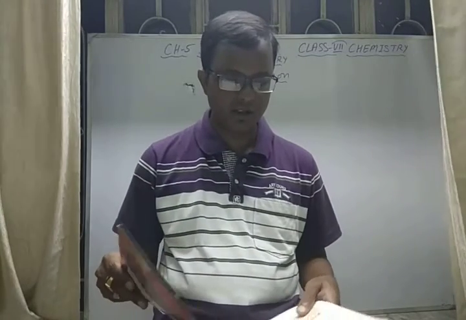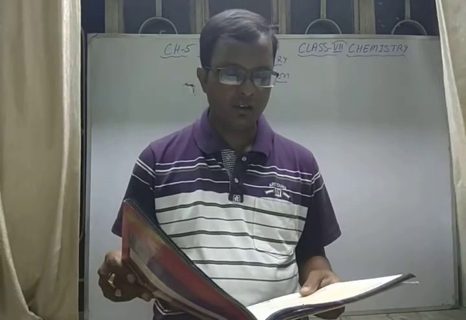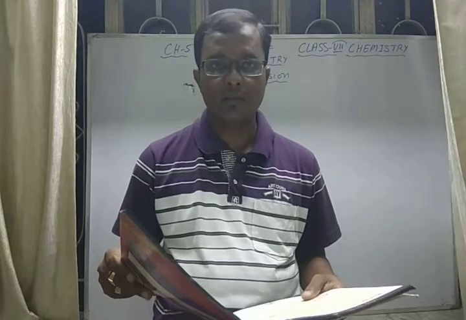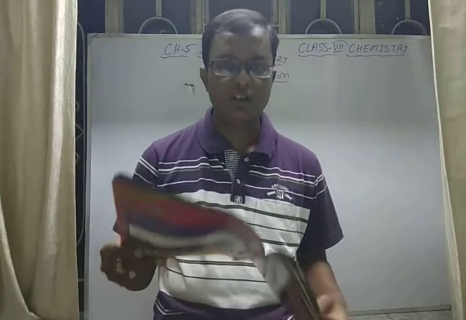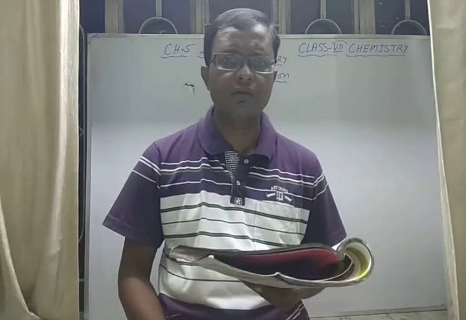Next is the precipitation reaction. Precipitation means insoluble solid substances are formed after a reaction. They are called precipitate. Suppose a white precipitate of barium sulfate is formed when barium chloride is added to sulfuric acid. So these are the characteristics of a chemical reaction. By seeing these things, we can say that a chemical change has taken place.